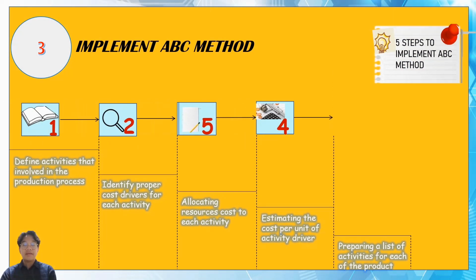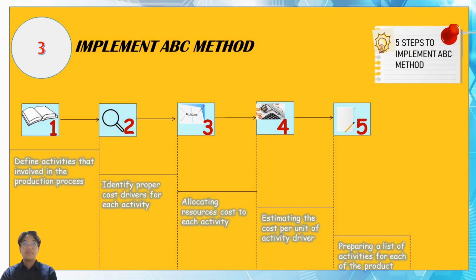From the survey, it seems that there are 5 steps to implement the ABC method. Step 1 is to define the activities involved in the production process. Different companies will have different types of products, so they will have a different number of activity centers. The manufacturing cost is more accurate when there is a larger number of activity centers.